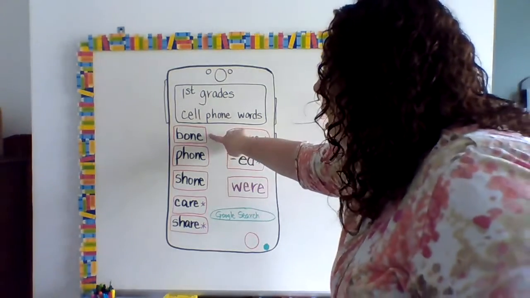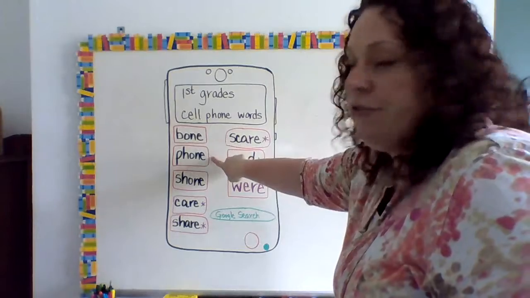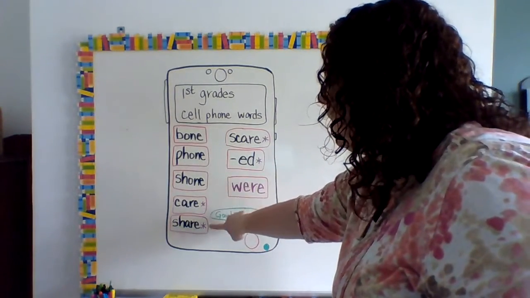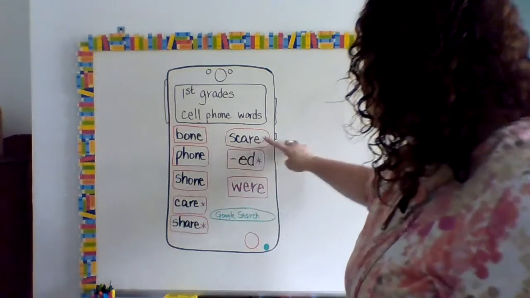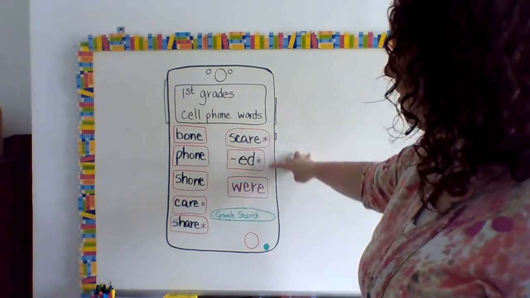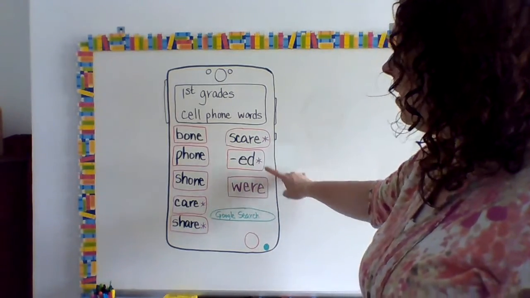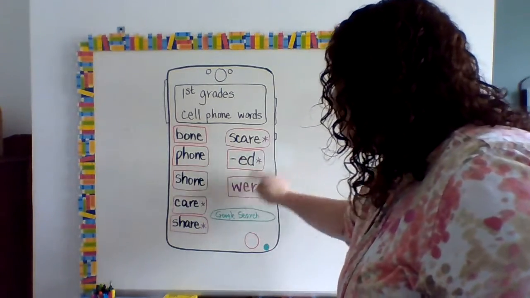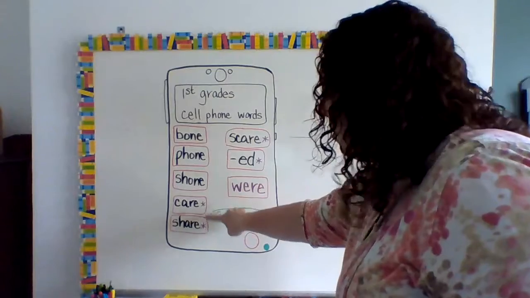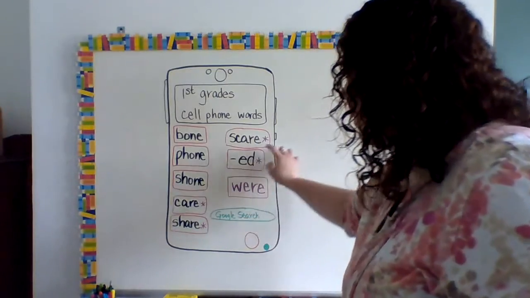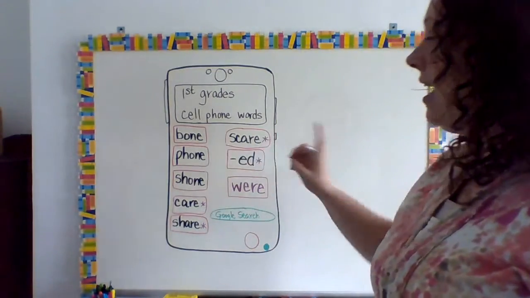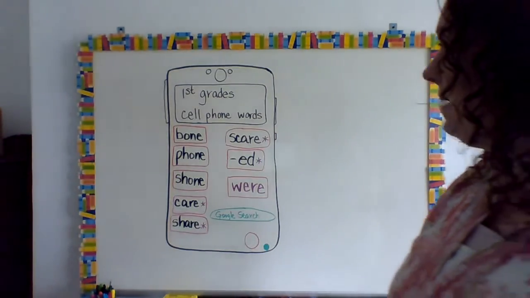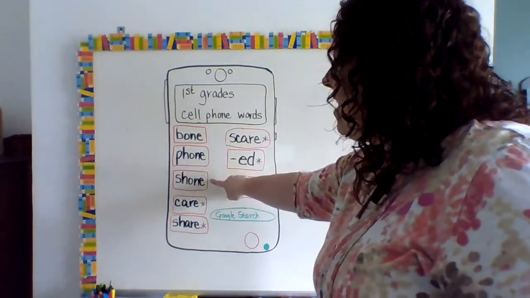So we have the word bone, phone, shown, care, share, scare, were. Now we're going to put the ed on these starred words. Cared, shared, and scared. Now let's go ahead and break apart our word families and talk about them a little bit. We have bone, phone, and shown.